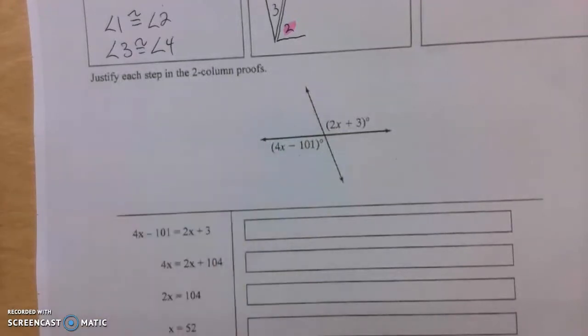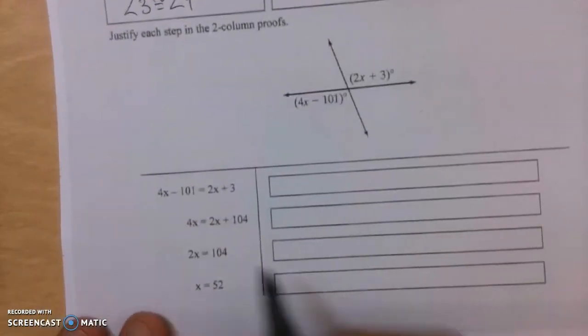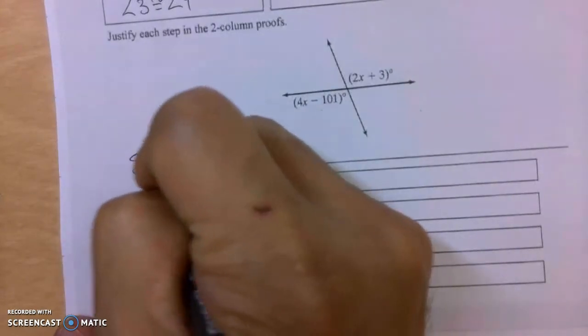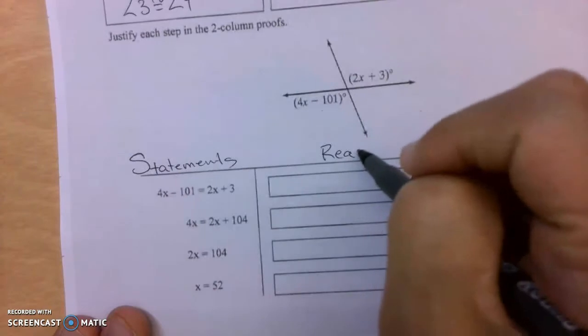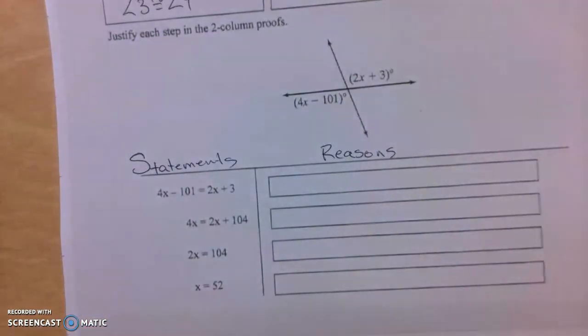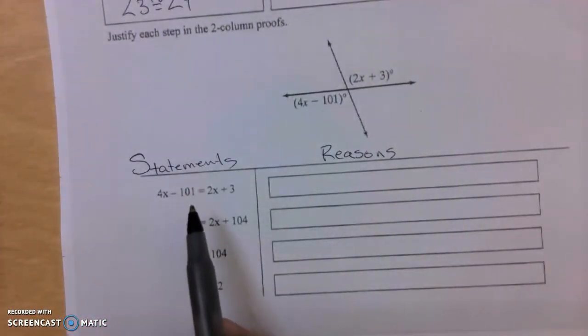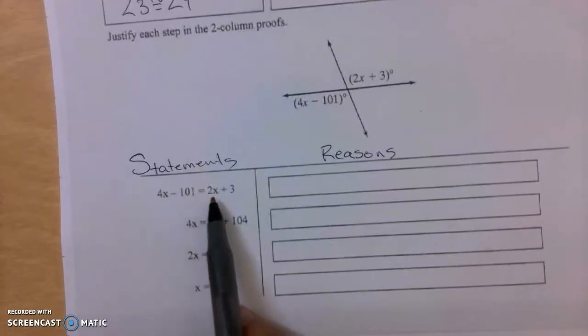Excuse me, not a word problem, but a two-column proof. Again, we've got two columns here. There are statements, there are reasons, and we're going to start off with this: 4x minus 101 is equal to 2x plus 5.